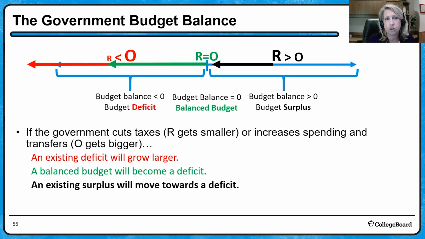So you have to know, okay, what is my starting point? Am I starting with a balanced budget? Well, expansionary policy then is going to move the budget balance towards a deficit. Am I starting in a surplus? Okay, we're spending down a surplus, moving towards a deficit. That's going to help you because that will determine what you need to do.